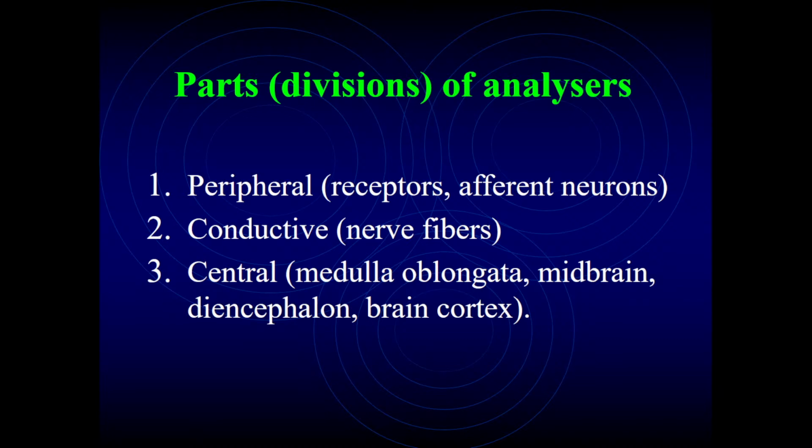Peripheral part includes receptors and afferent neurons. Conductive part includes nerve fibers, and central part, different structures of central nervous system like medulla oblongata, midbrain, diencephalon, mainly thalamus, and brain cortex. The peripheral part perceives the stimulus. The conducting part transmits information to the brain centers. In the central part, the analysis of information and its synthesis in the form of a sensation are carried out.